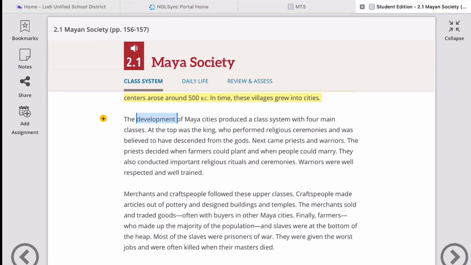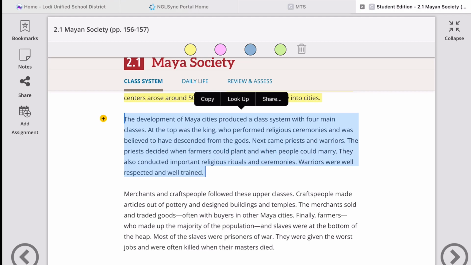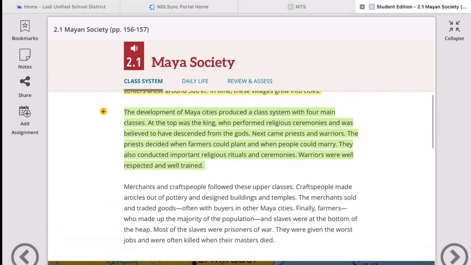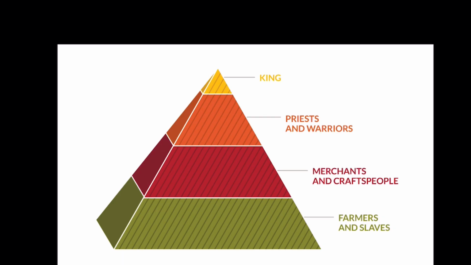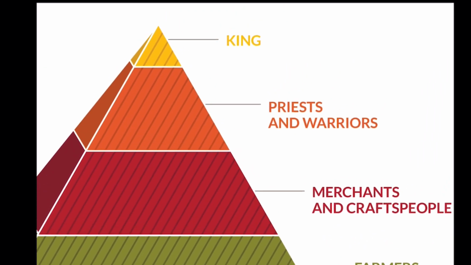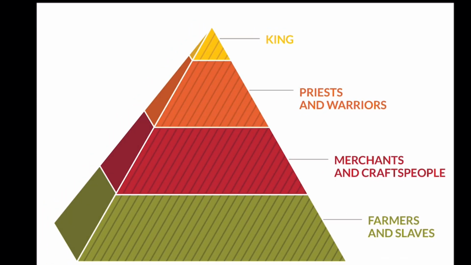Well, of course, they have priests as well, and in this rank sometimes emerge a king, priests and warriors. So they conducted important religious rituals and ceremonies. Warriors were well respected and well trained. So the Maya developed a rigid, structured social system, which means that if you are born in a certain class and you are at the bottom, most likely it is impossible for you to change your status or condition in life. Well, good for you if you are born at the top or at least at the middle. So this is the simplified version of this class structure.